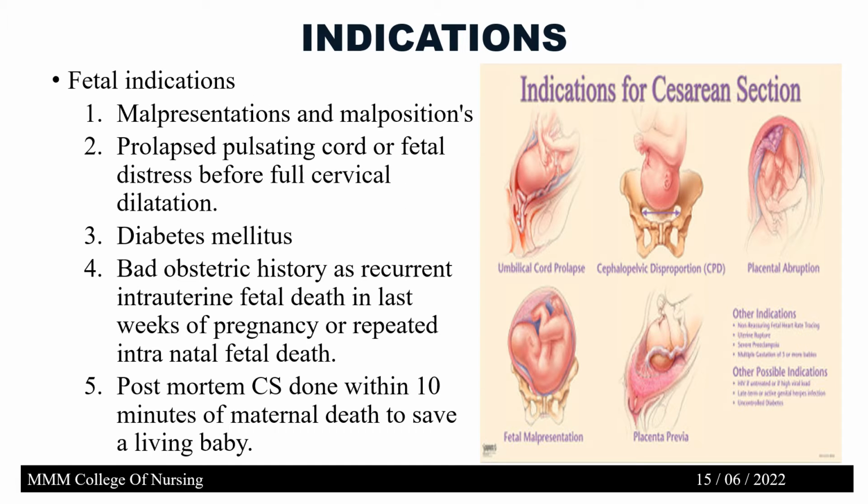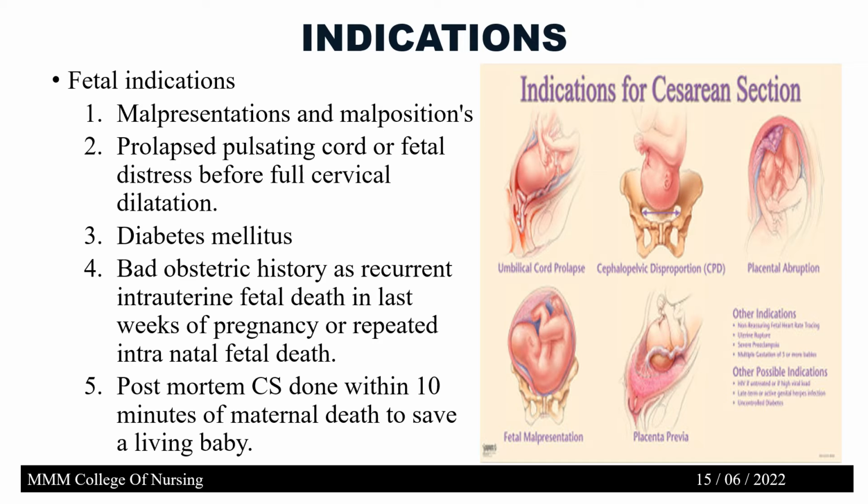Next comes the fetal indications. So on the fetus side, these are the abnormalities for which we decide to go for cesarean section. The first is malpresentation and malposition. So the normal presentation is vertex, that is head presentation. The position is LOA, left occipital anterior. So any position or presentation other than this is considered malpresentation or malposition. In these cases, we take the patient for cesarean section.